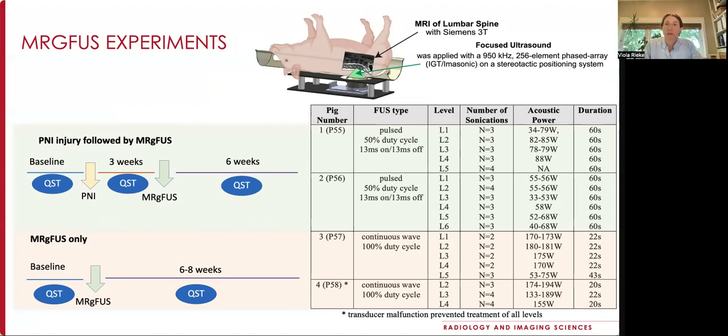2 animals first underwent neuritis surgery, followed by focused ultrasound with pulsed sonications with a 50% duty cycle and a pulse duration of 13 milliseconds. The goal was to treat lumbar levels 1 through 5. Please note that pigs can have 5 to 7 lumbar vertebrae, but the lowest level is not accessible with focused ultrasound due to obstruction from the iliac crest.